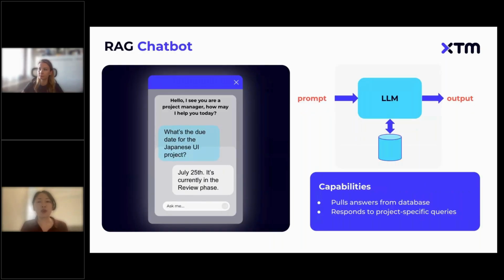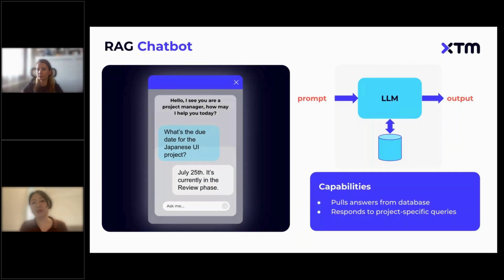Now comes the next level, which is a RAG chatbot. RAG stands for Retrieval Augmented Generation. These bots can query live databases or document repositories. This means that they can answer questions like, in this case, what's the due date for the Japanese UI project? They give an answer: it's currently in review phase. This is a big improvement, but it's still reactive. It responds, but it doesn't really reason or act.